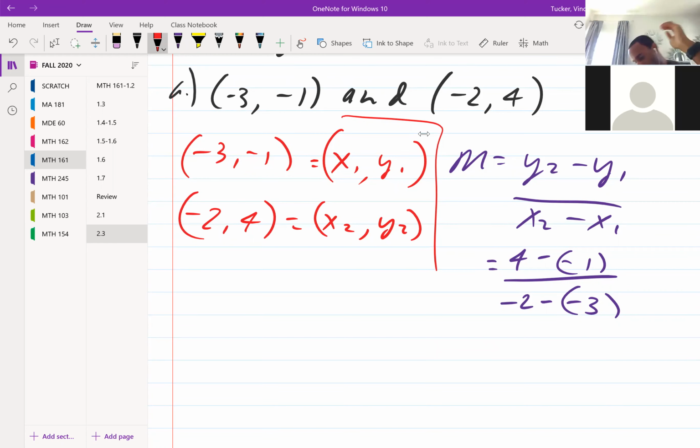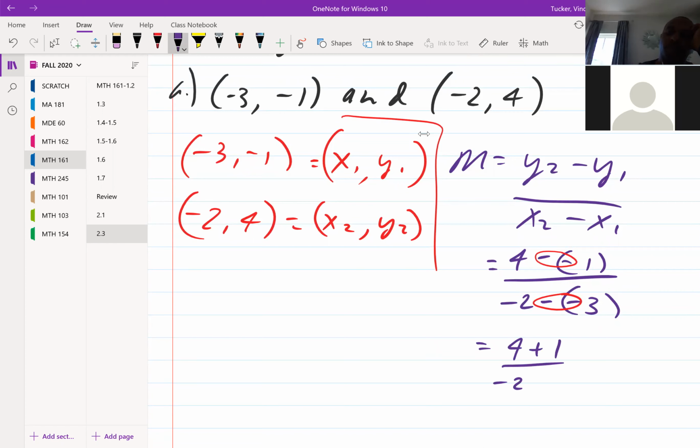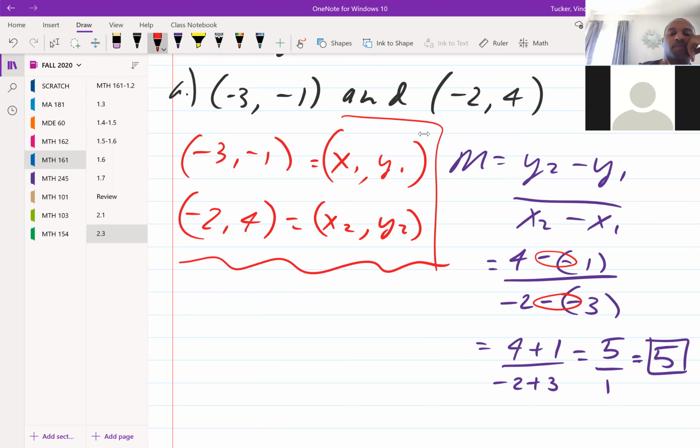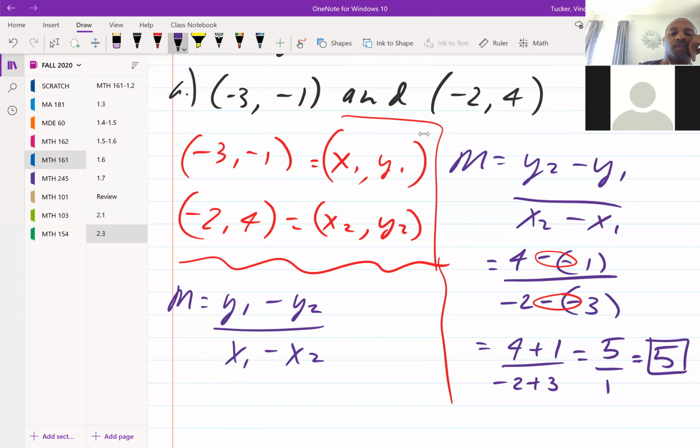Negative to a negative turns positive. So that's 4 plus 1 over -2 plus 3. That will be 5 over 1. Your slope is 5. All right, any questions?